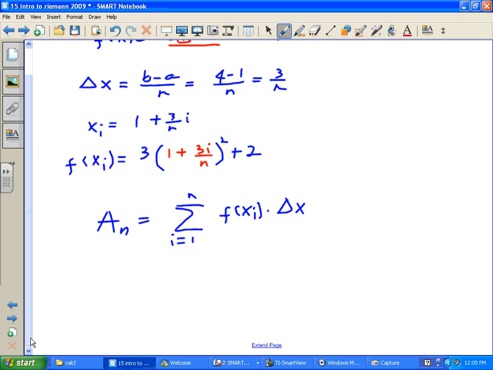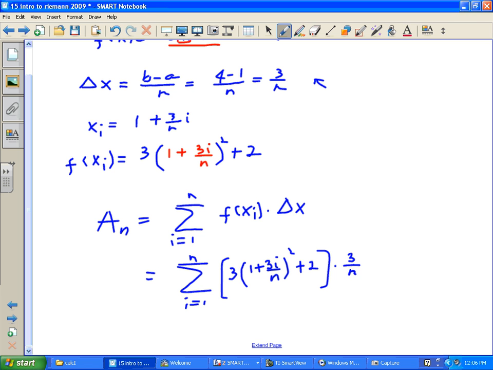We already know these individual components, we just are going to plug them in. So here we have f of x sub i, I might as well put it in square brackets, 3 times parentheses 1 plus 3i over n squared plus 2, multiplied by delta x. From up here, delta x was 3 over n. Of course, 3 over n does not depend on i, so that can be factored outside. So you can leave it outside or inside either way. And from this point forward, again, for this question, I only intended to set it up.